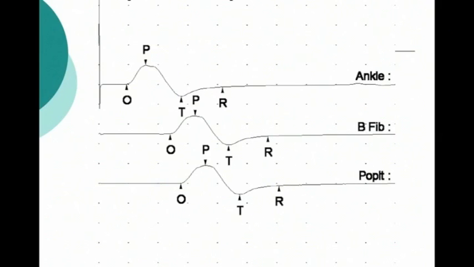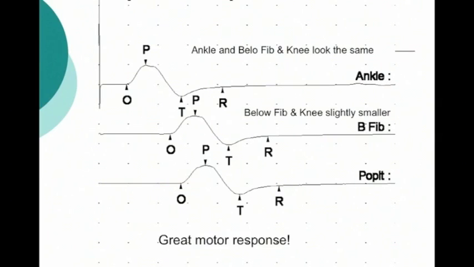The positions of the cursors, by the way, which is much easier to identify because these are motor responses, they're big. Positions of the cursors are excellent. The O, the P, the T, and the R, everything looks perfect. When you see that, that's a normal recording. It's a great motor response.